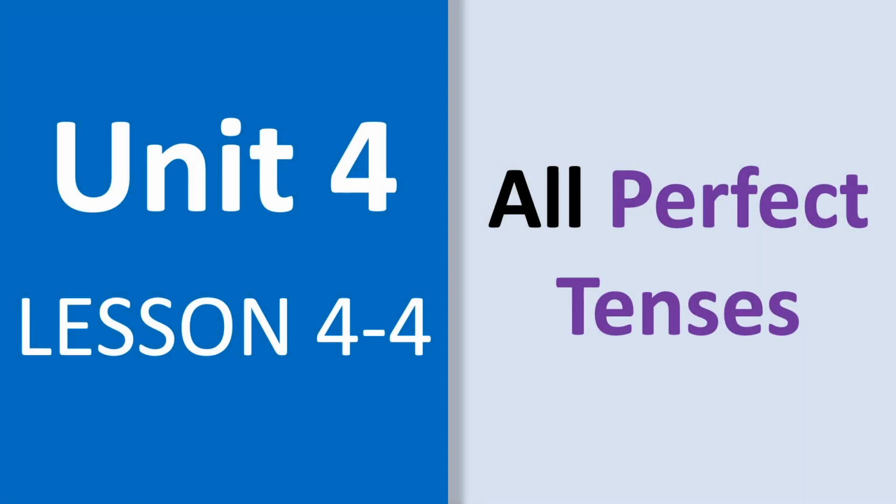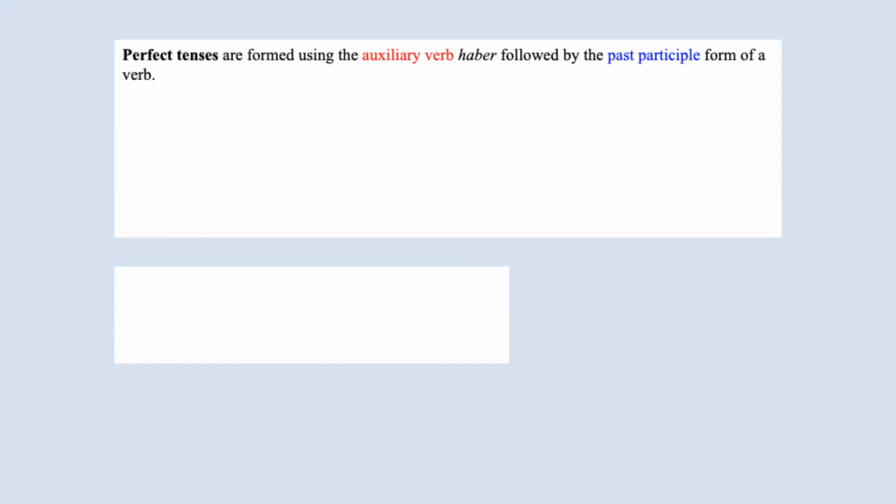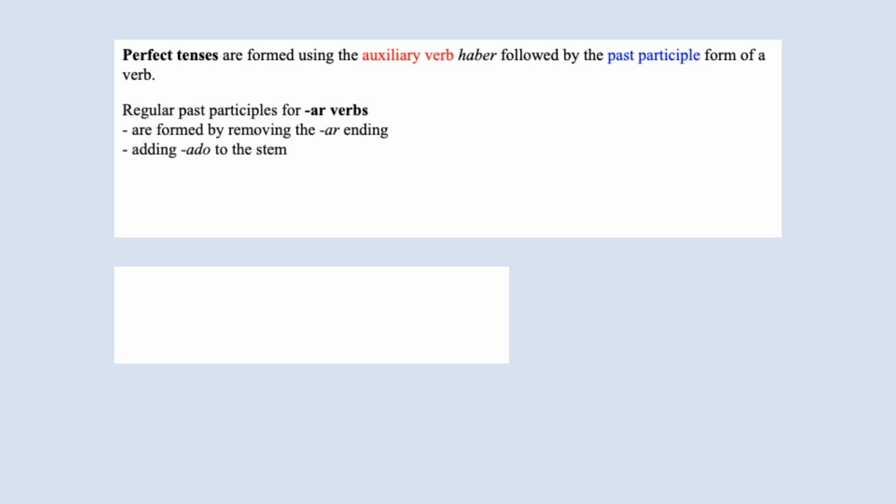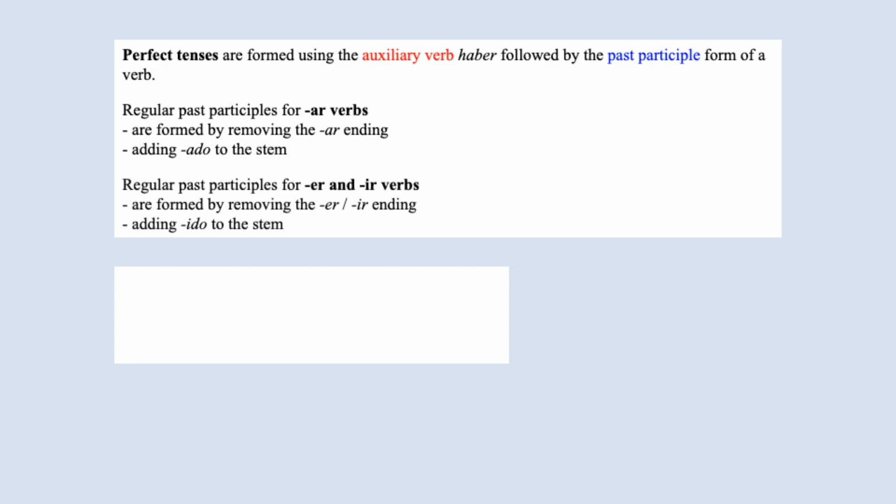In this lesson, we will cover all the perfect tenses. Perfect tenses use the auxiliary verb haber followed by the past participle form of a verb. For AR verbs, past participles are formed by removing the AR ending and adding ado to the stem. For ER and IR verbs, we also remove the ending and add ido to the stem.